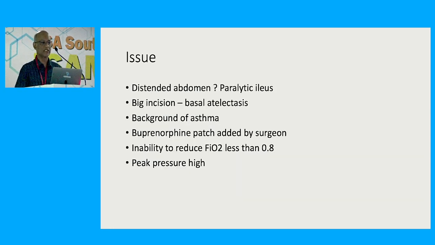The issues are the patient has a distended abdomen. They do an ultrasound and find that the large bowels are all dilated. So it's paralytic ileus. There's a big incision, so there's a possibility of basal atelectasis. There's a background of asthma, and a bit of wheeze all around. In addition, the surgeon has added a buprenorphine patch, a 10 mcg patch at the back. Now the problem is, when putting everything together, this could be the reason why the patient has gone into respiratory acidosis at this point. Okay, so we are unable to come down on the FiO2, and the peak pressure is very high.